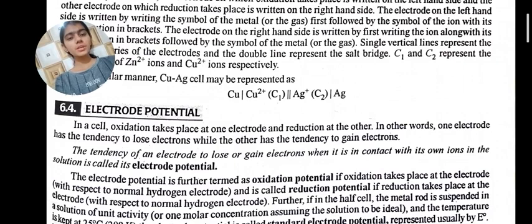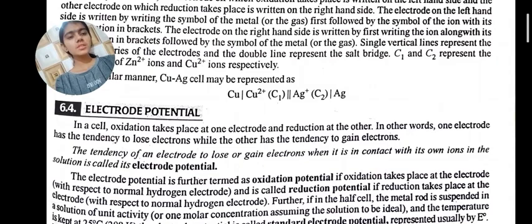The electrode potential is further termed as oxidation potential if oxidation takes place at the electrode with respect to the normal hydrogen electrode, and is called the reduction potential if reduction takes place at the electrode with respect to the normal hydrogen electrode.